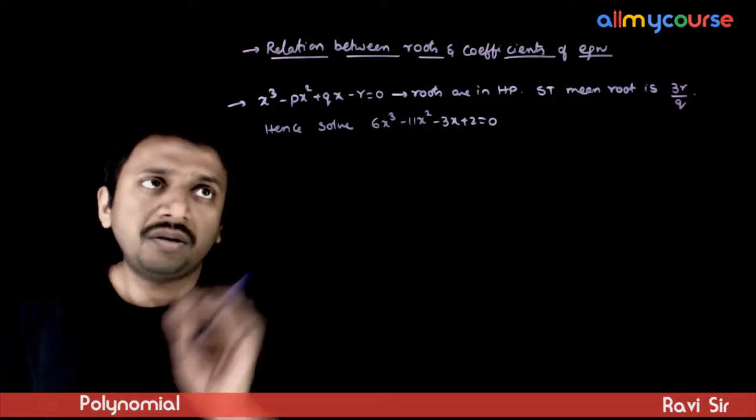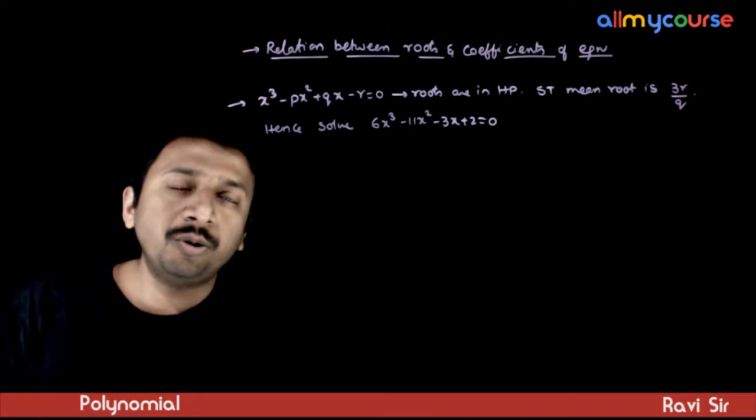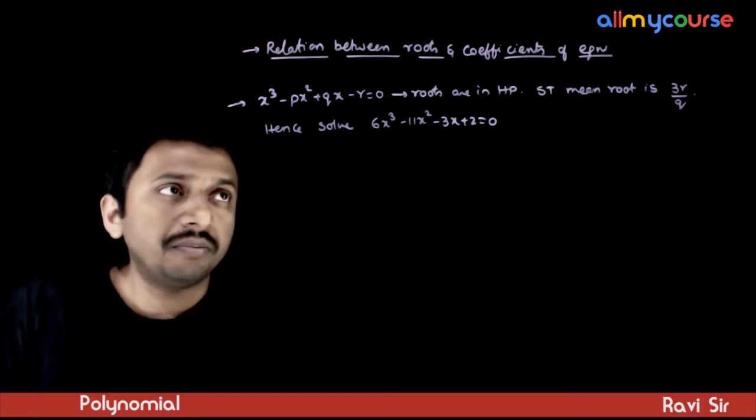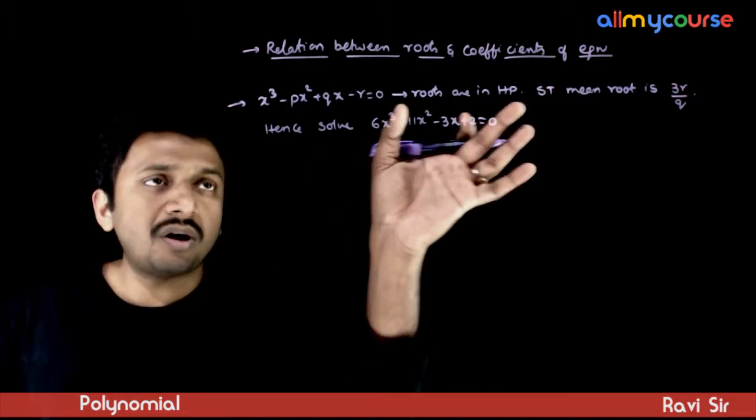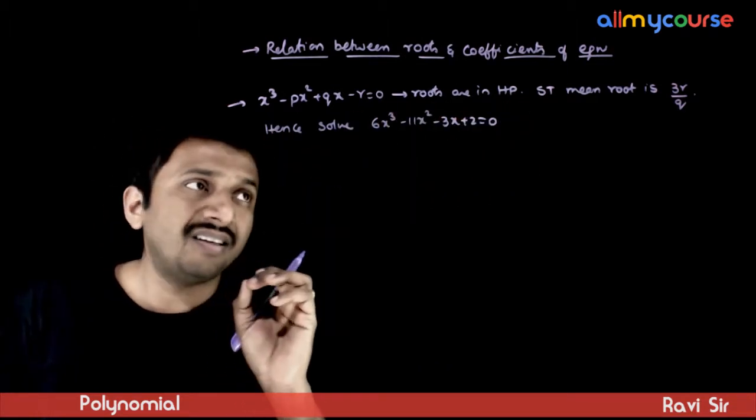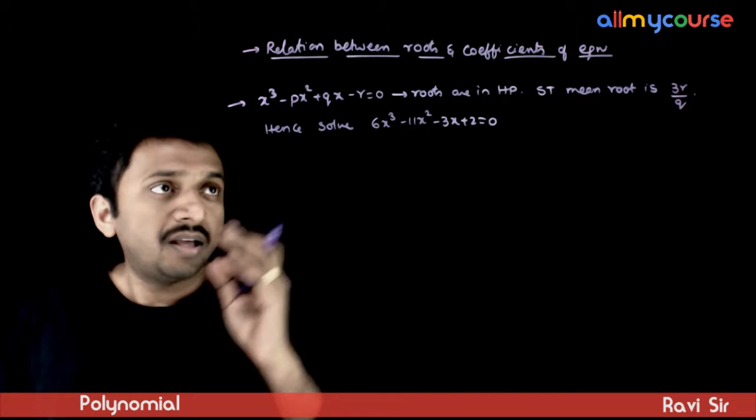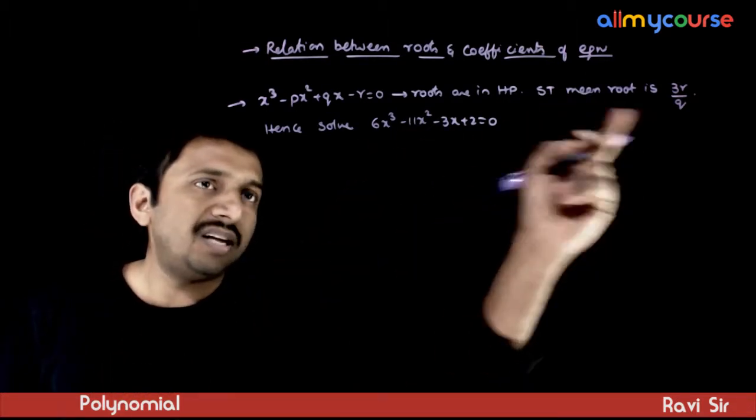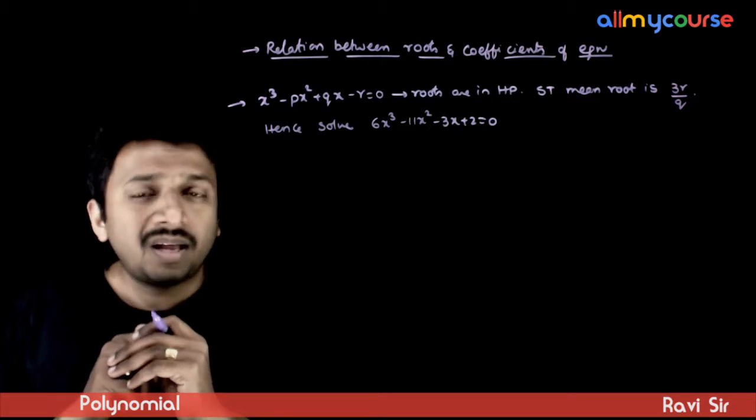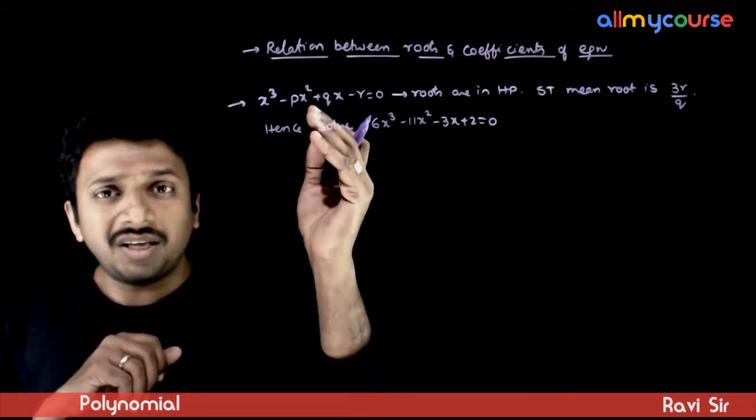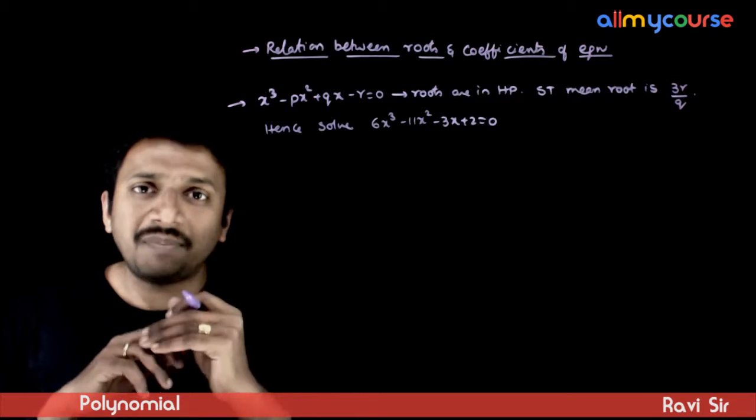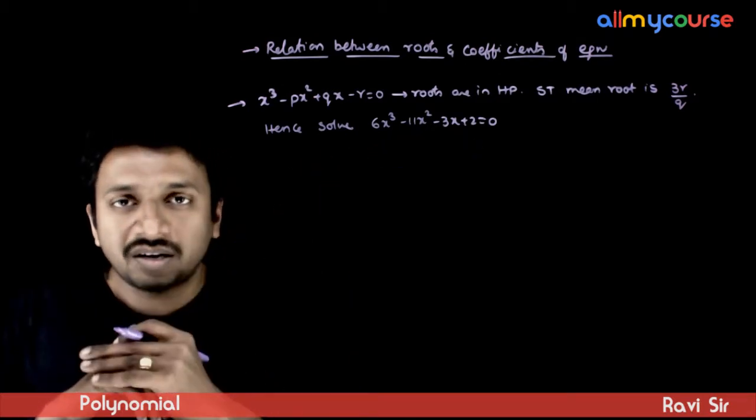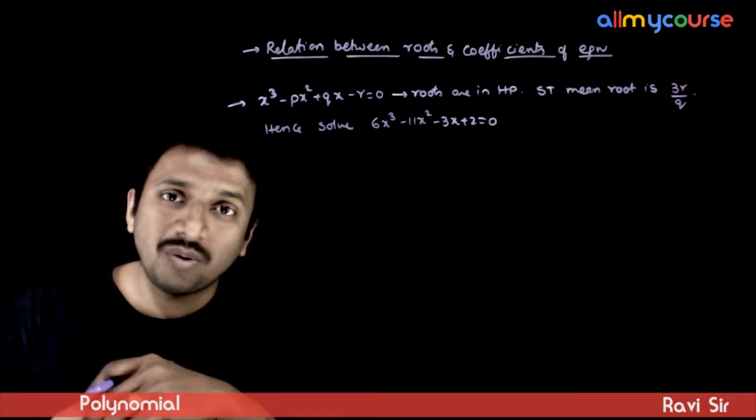In this question, you're given a cubic equation x cube minus px square plus qx minus r is equal to 0. You're given that the roots of this equation are in HP, harmonic progression. And you're asked to show that the mean root, that is the root in between, is 3r by q. And using the results that you get from the above, you're asked to solve 6x cube minus 11x square minus 3x plus 2 is equal to 0.